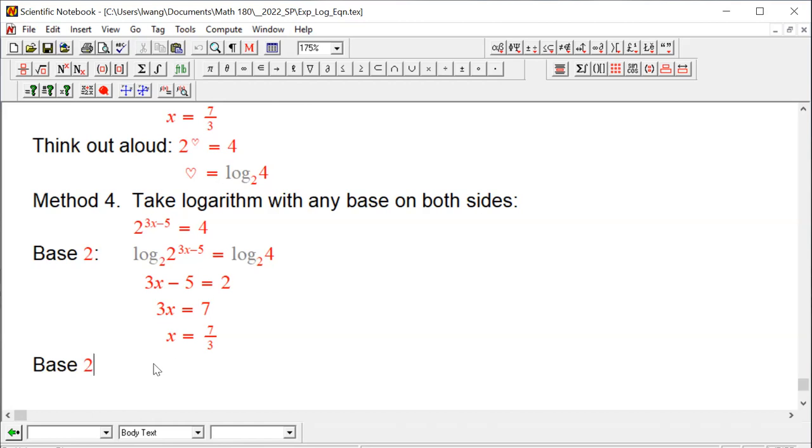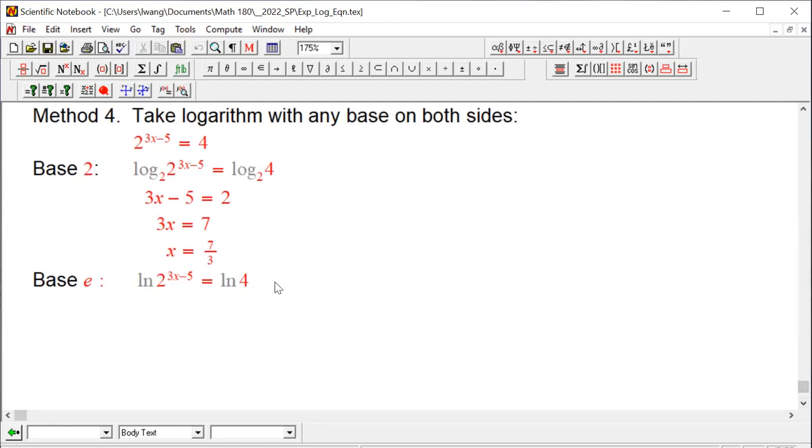No problem, base e. If I choose base e for this equation, then I'm going to choose ln. Both sides are positive, so I can take a natural logarithm. And now what do we get? We're going to bring the power 3x minus 5 to the front, times natural log 2, and that equals natural log 4.